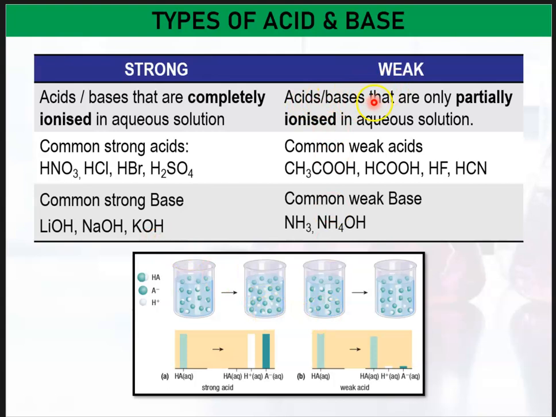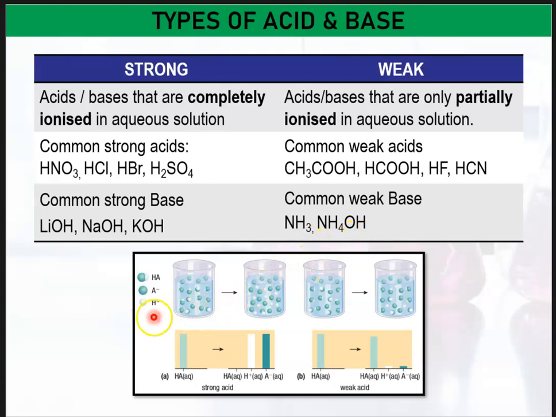While a weak acid and base, a weak acid is a substance that is partially ionized in aqueous solution. The example of common weak acid is acetic acid, HCOOH, fluoric acid, nitric acid. While common weak bases are ammonia, ammonium hydroxide.